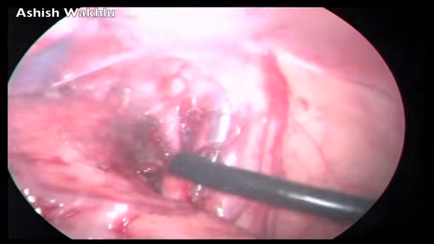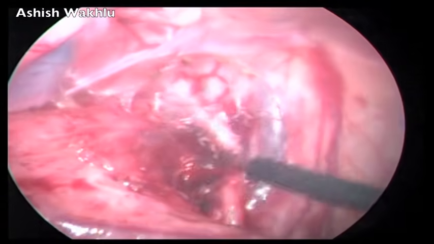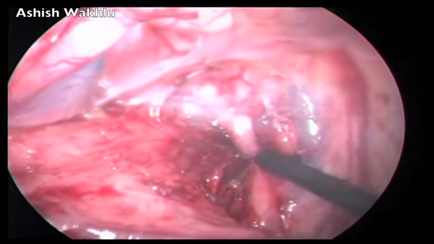As the distal bowel is quite dilated, manipulation is a little difficult.